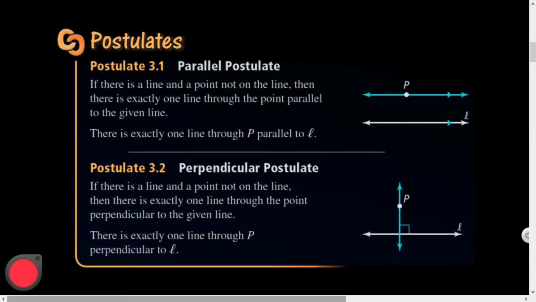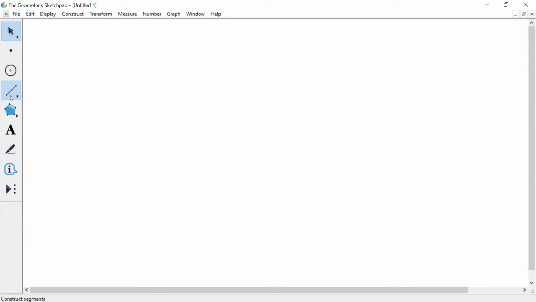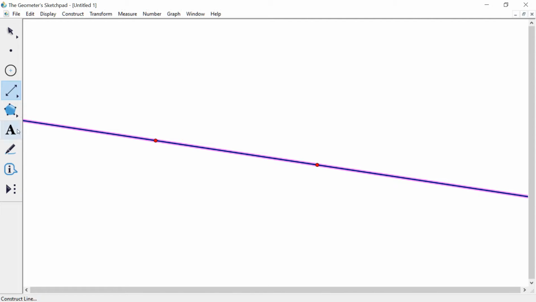Perpendicular postulate. Oh, you don't say. It turns out there's also only one line that is perpendicular to a given line through a point not on that line. Do you believe it? Granted, my little Geometer's Sketchpad example isn't necessarily a proof. It just gives us a series of case studies of, okay, that seems to make sense, right?